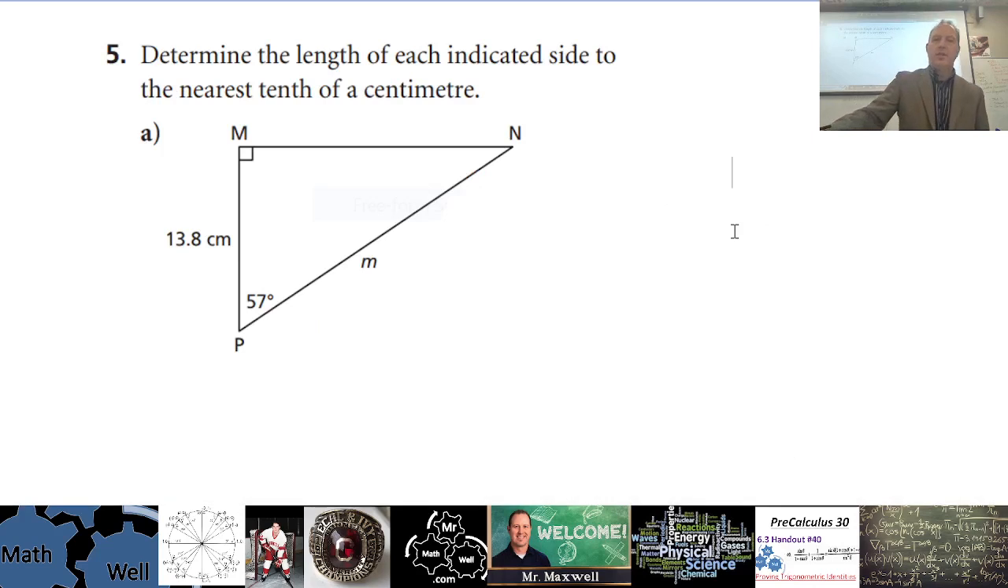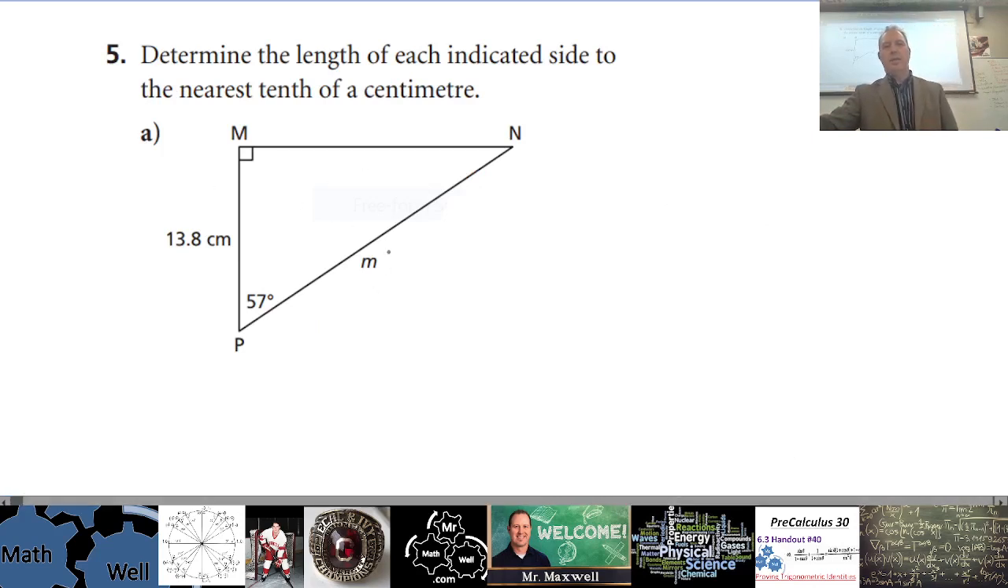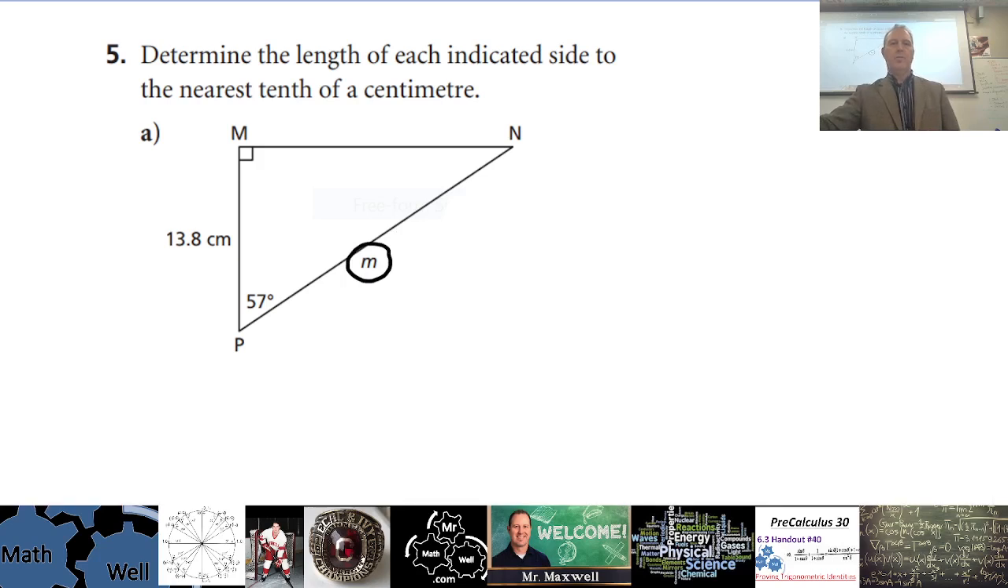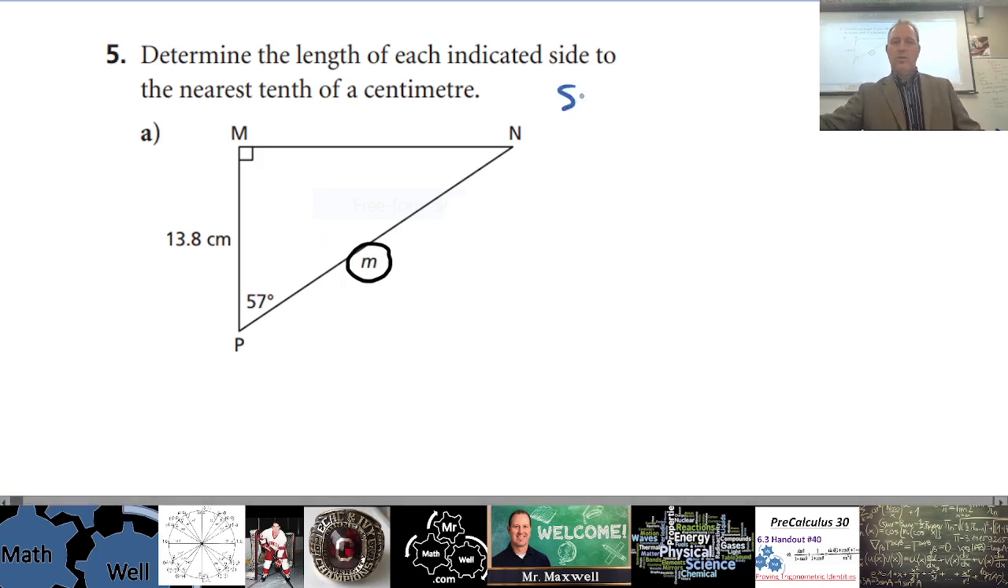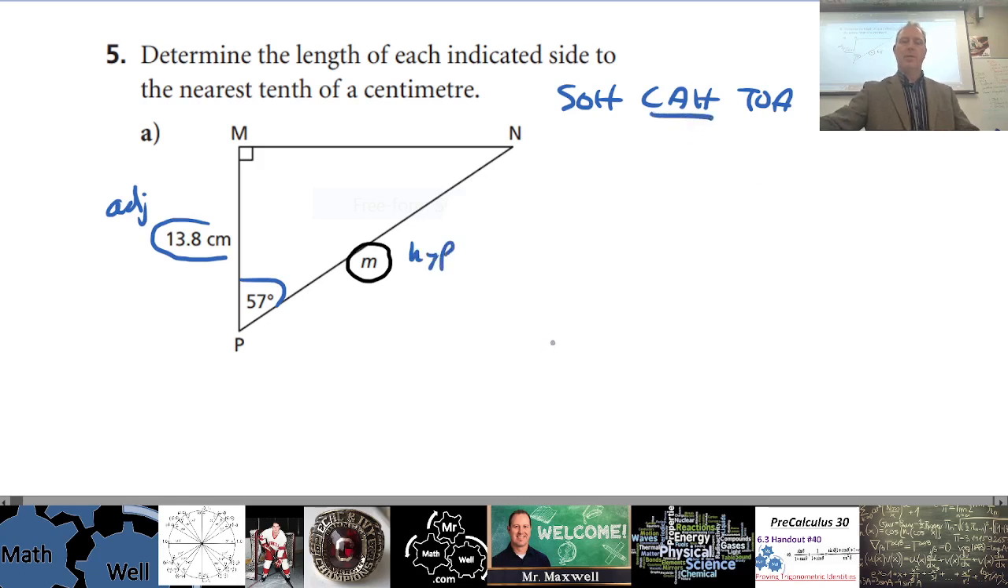So 5A, determine the length of each indicated side to the nearest tenth of a centimeter. The indicated side here is the hypotenuse, so this is going to be a little bit different than the last ones we did. Which trig function are we going to use, sine or cosine or tangent? Well, let's see. This angle here, I am concerned with 2 sides, the adjacent side and the hypotenuse. So again, we are looking at cosine. Cosine of 57 degrees equals the adjacent side, 13.8, over the hypotenuse, m.